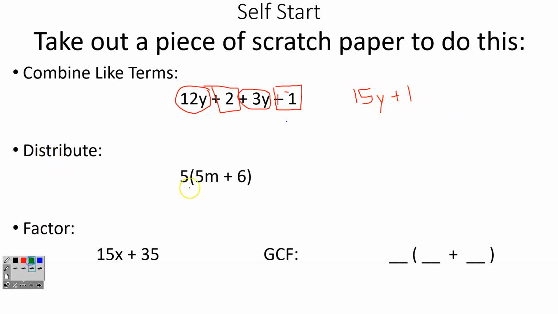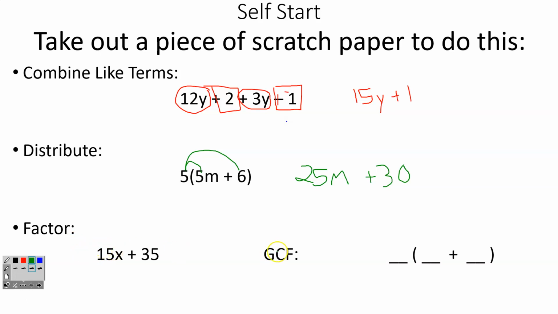For distributing, I have a number outside parentheses that I need to multiply by what's inside. So I'm just going to do 5 times 5m, which is going to give me 25m. Rainbow! 5 times a 6 is going to give me an answer of 30. So there you go, this is simplified down. I cannot combine those to make giraffalents. So we're done. Factor. This is the one that most of the students struggled with last week.